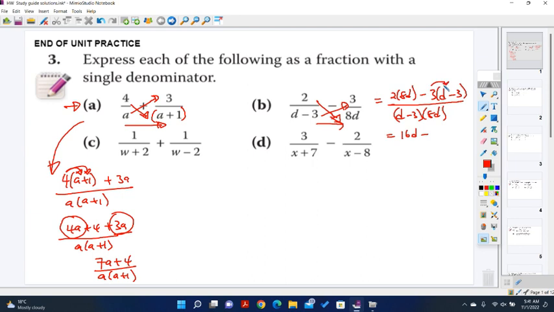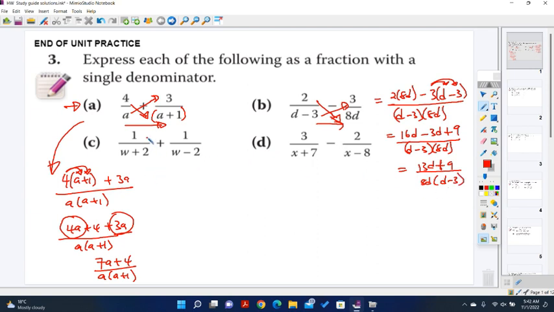When the 3 goes inside, the negative 3 times D is negative 3D, and negative 3 times negative 3 is positive 9. So now I have D minus 3 times 8D. In the top, 16D minus 3D is 13D plus 9. And in the bottom, again, I don't have to expand because it's already in simple form. And I have D minus 3.